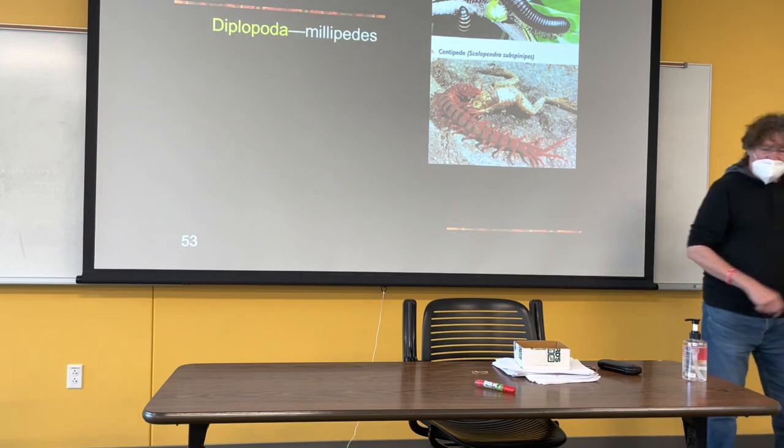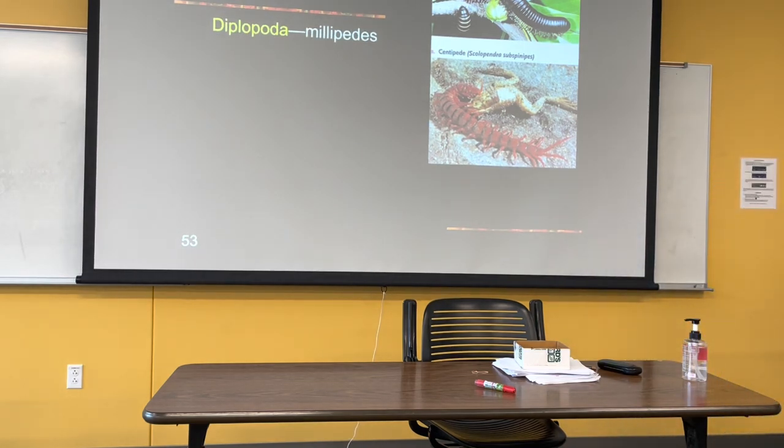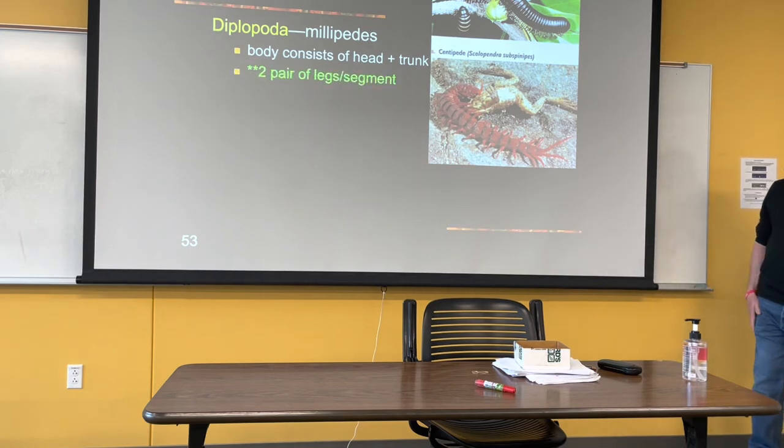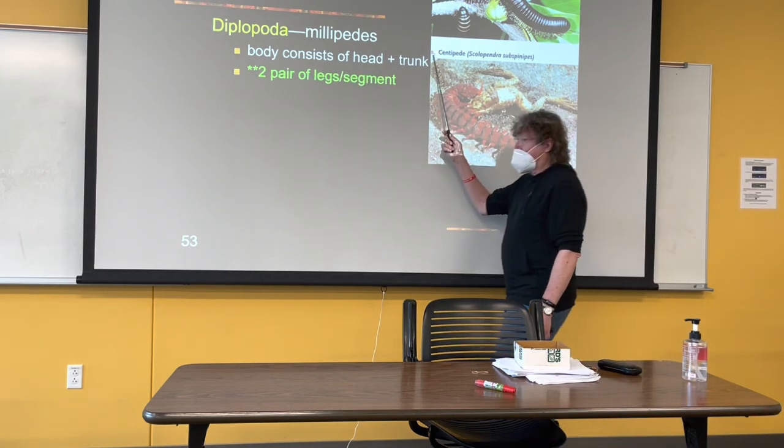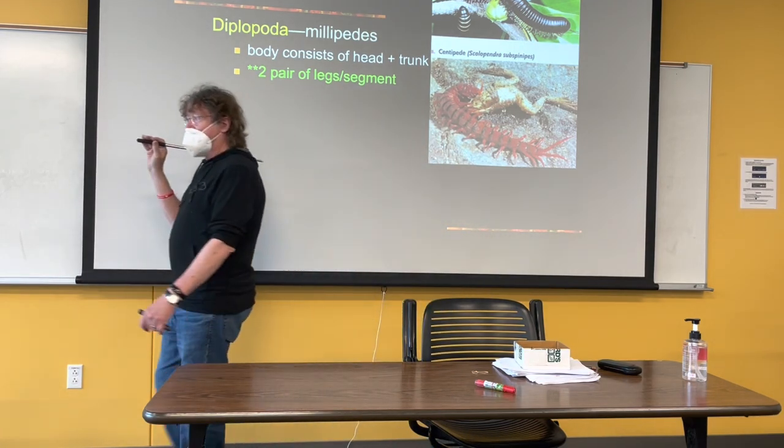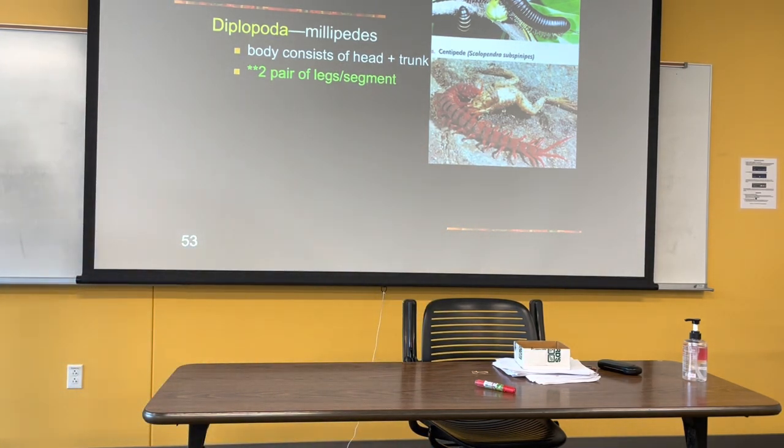Two different clades here, Diplopoda and Chilopoda. The Diplopoda are the millipedes. All of them are herbivorous. None of them happen to be predatory. So they're eating usually plants or decayed organic material.